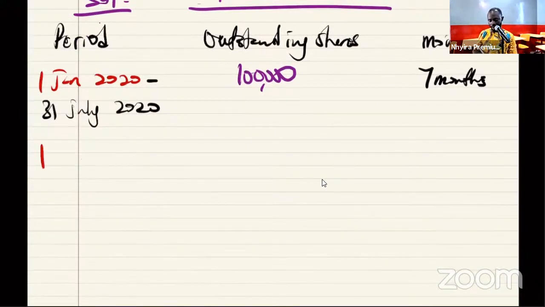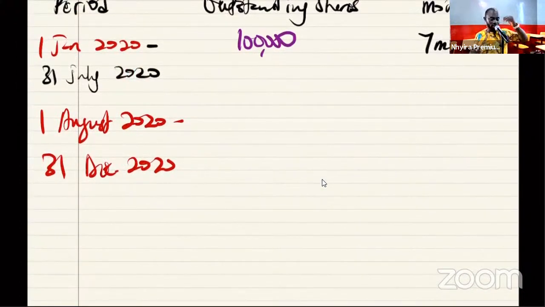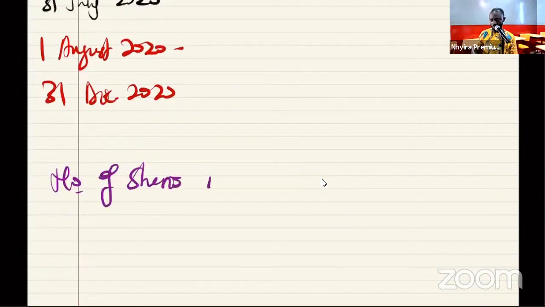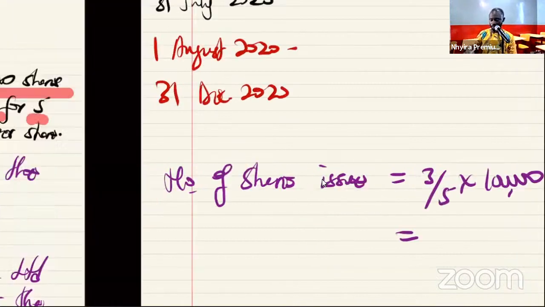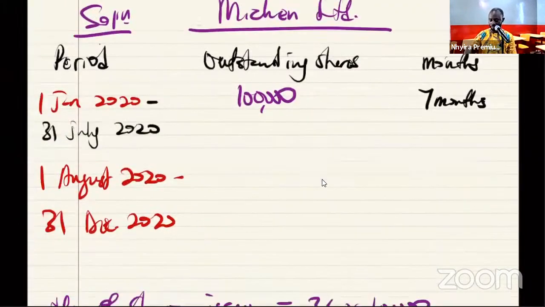Now, from 1st August 2020 to 31st December 2020, we're going to have the outstanding shares plus the shares in the right issue. So let's get the number of shares in the right issue. We are told it is 3 for 5. So it will be 3/5 × 100,000. Does it make sense?